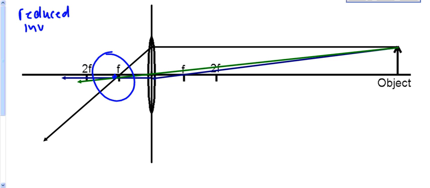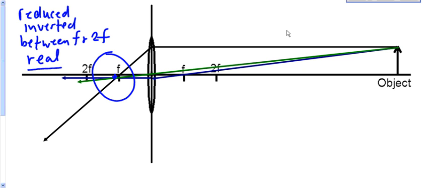It is inverted. It is between F and 2F again. And then also we can see that it is real. You need to look up, maybe make sure you understand what real and virtual is. Light rays actually form the image, that makes it real. I could project it on a screen. Real image. Okay?